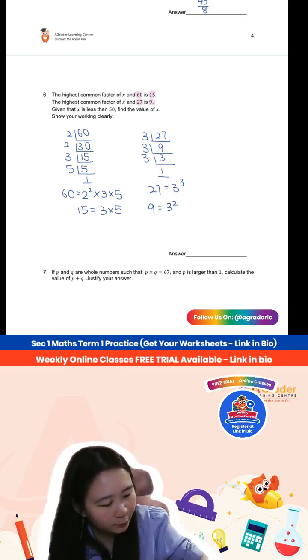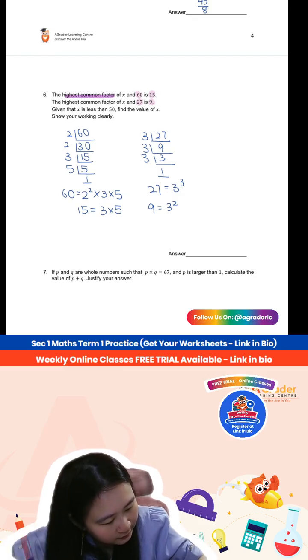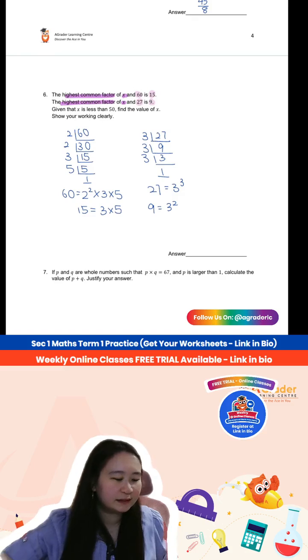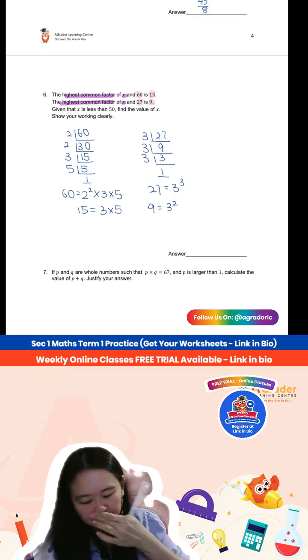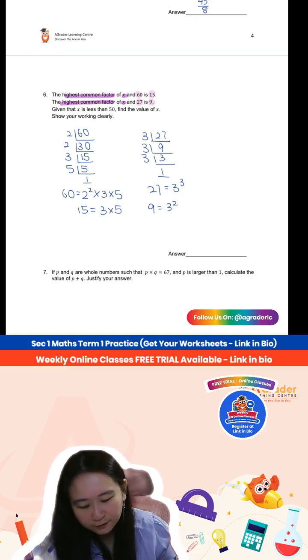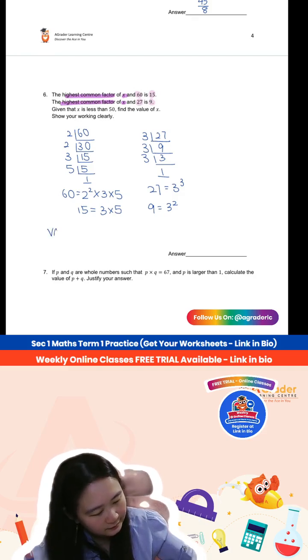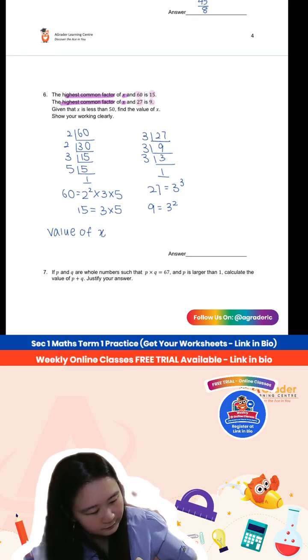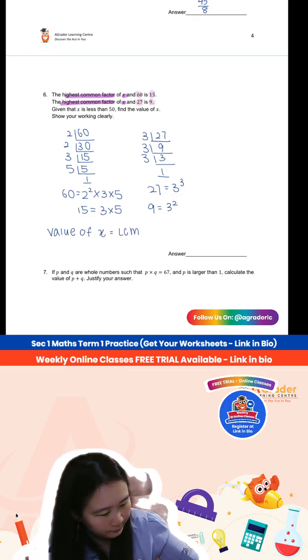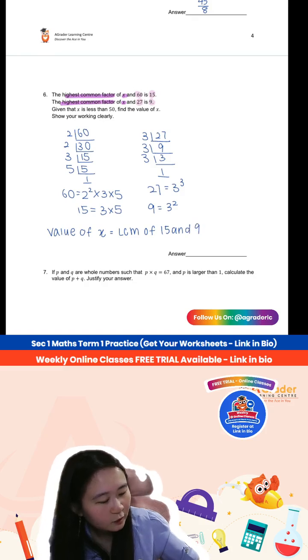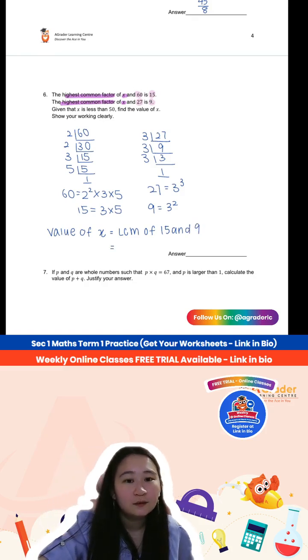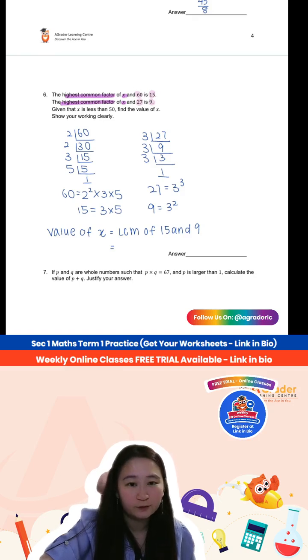Okay, so they tell you that the highest common factor of x and 60 is 15, and the highest common factor of x and 27 is 9. So this means the value of x is the LCM of 15 and 9, because it must have the factors of all 15 and 9. So we have to find the LCM first.